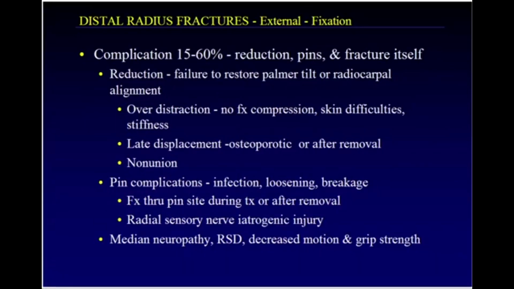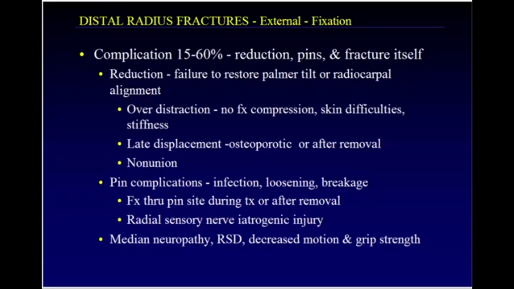Again, these can be related to the inadequacy of the reduction itself, problems with pin tracks, of course, and complications related to the fracture pattern. If you fail to adequately restore the palmar tilt or the radiocarpal alignment, in other words, you don't get anatomical reduction, you can expect that the patient's not going to do well. Again, avoid over-distraction. That can lead to skin difficulties, stiffness, RSD. You can get late displacement in patients treated with external fixation. That can be seen particularly in patients that have osteoporotic bone where adequate healing has not occurred. And of course, you can get non-unions.